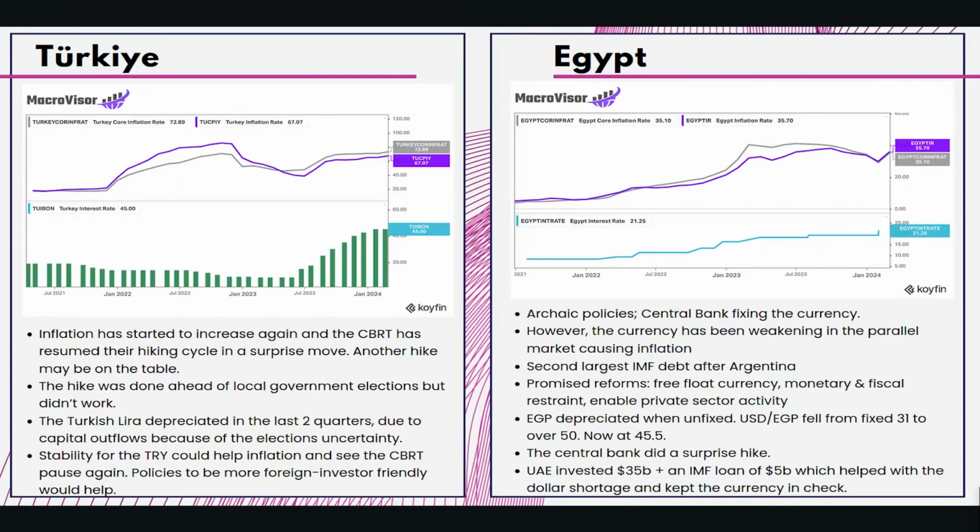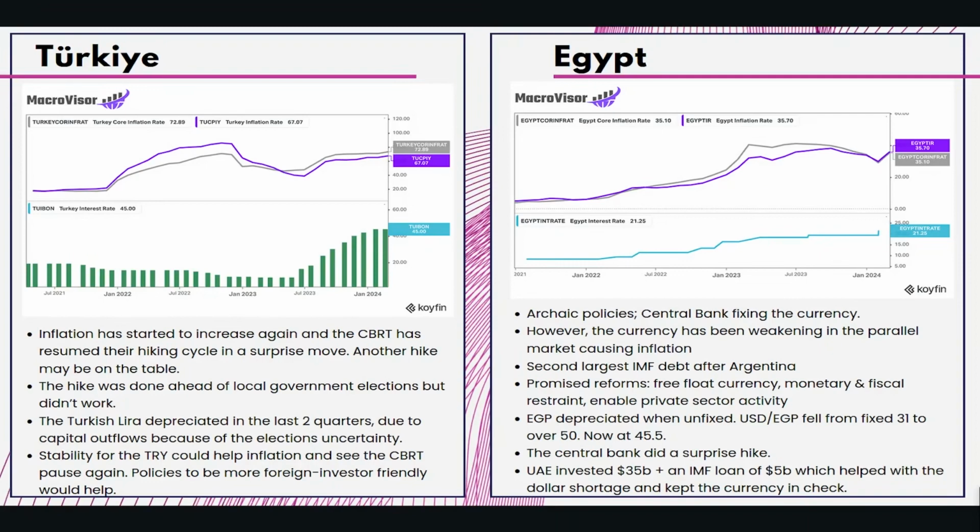Based on this, what they did is they stopped fixing, or they depegged their currency and they let it float. Now, when they did that, the currency obviously depreciated strongly. It went from 31 in the last fixing to 50. Now, had this investment not come in, this $40 billion, we would have seen probably worse situation with their currency. But this influx of cash has actually stabilized their economy quite a bit.